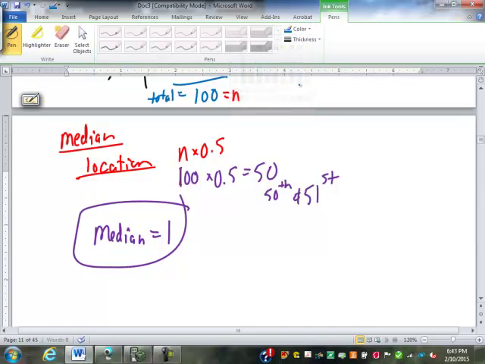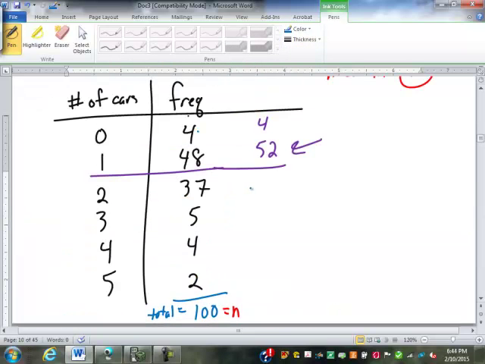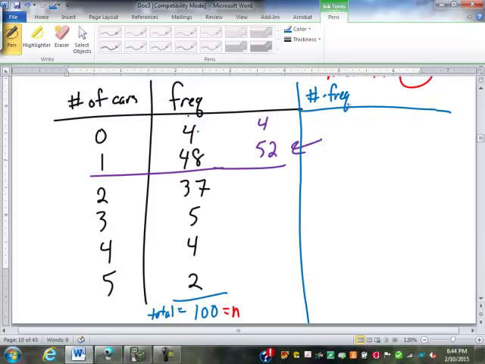Well, how about finding the mean? To do the mean, it's a little more work. To do the mean, we're going to do the number times the frequency. Why are we going to do that? Well, because there are 4 families that have 0 cars. How many total cars is that? 0. There are 48 families that have 1 car. How many total cars is that? 48. 37 families have 2 cars, so 37 times 2 is 74 cars. 5 families have 3, there's 15. 4 families have 4, that's 16 more, and 2 families have 5 cars. That's 10 cars.